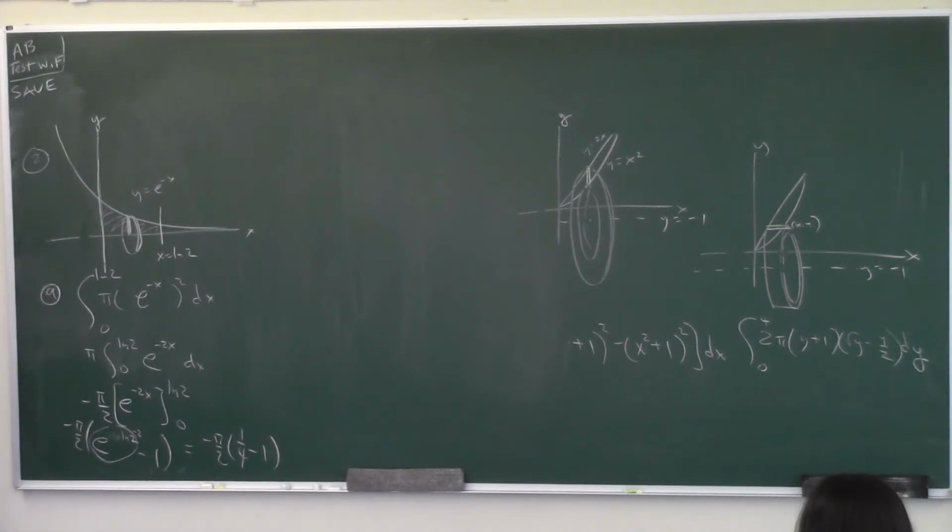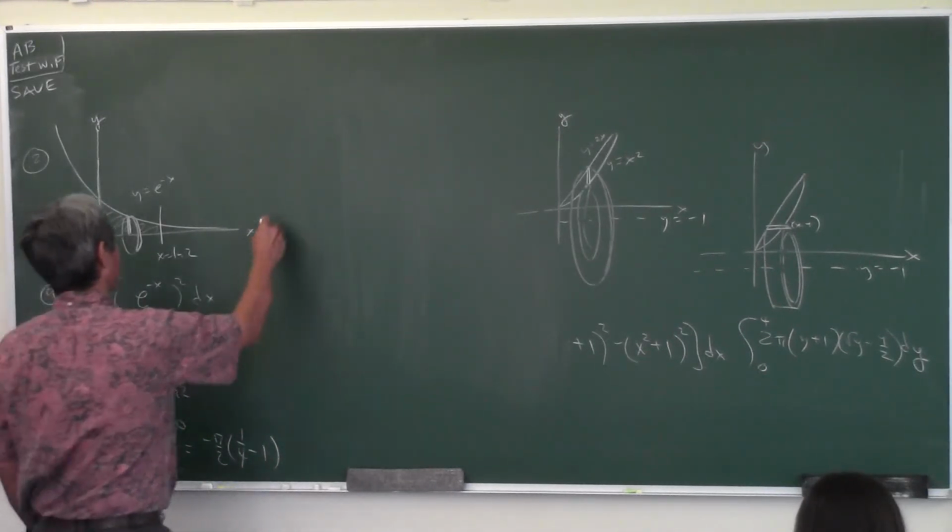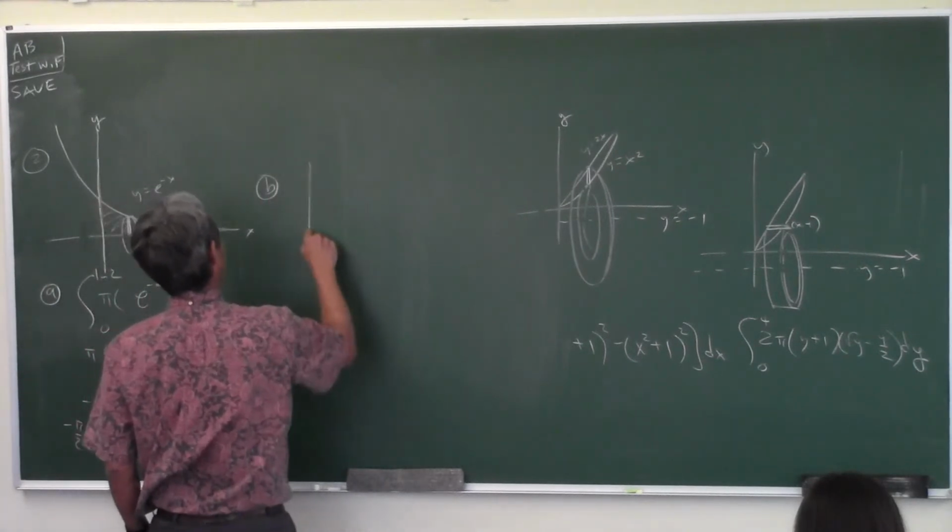I'll leave the simplifying to you, so we can save a little bit of time. You guys can go 1/4 minus 1 is negative 3/4. And negative times a negative equals a positive. So the answer is 3 pi over 8.